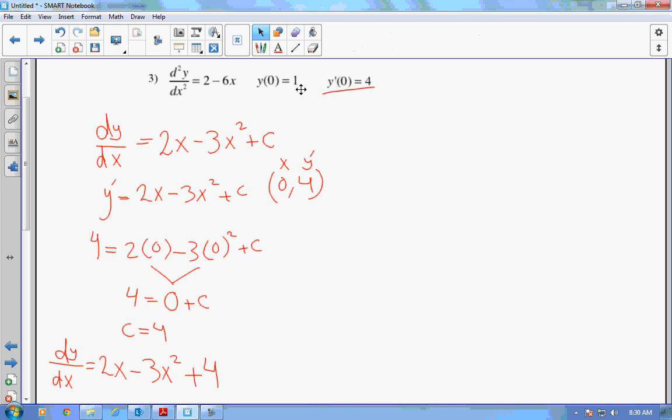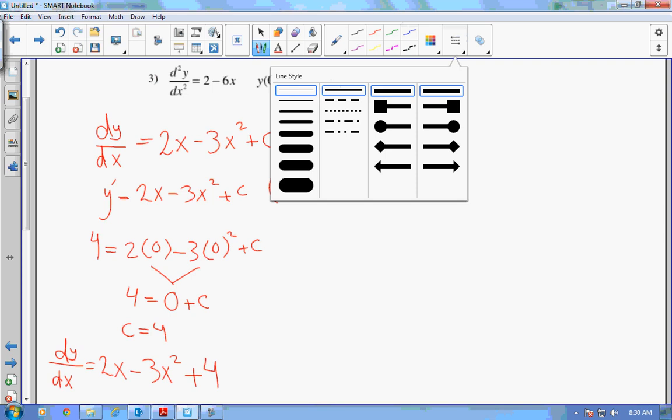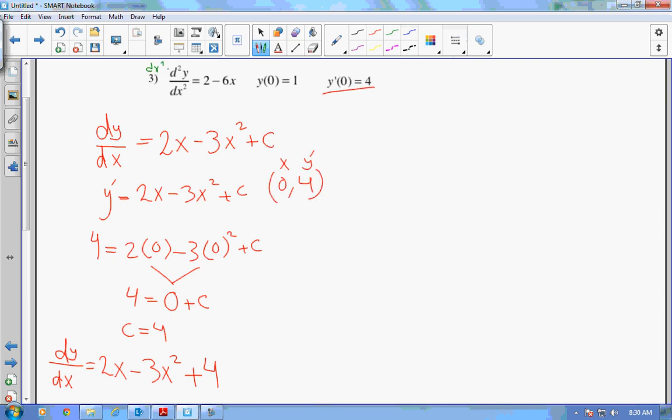Great. I'm just going to squeeze in at the beginning the first step that you did kind of in your head. At the beginning, you still need to times by dx squared, right? Dx squared. And then you're going to be taking the integral of d2y equals the integral of 2 minus 6x dx squared, which is what you get there. Okay?